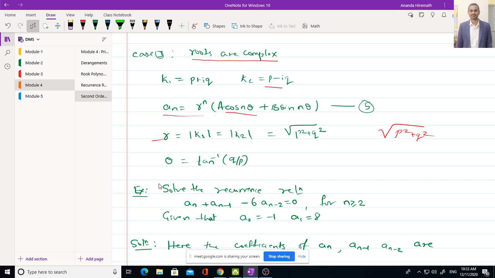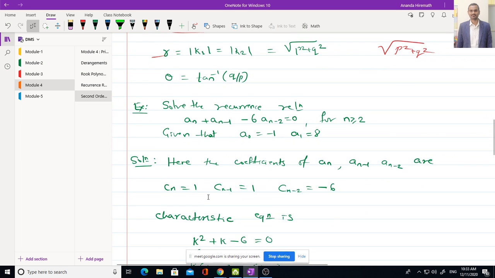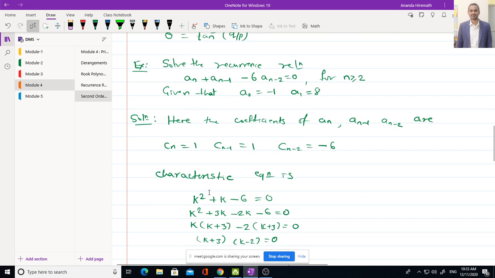Let us try to solve one simple example on this, then it will be more clear to you about the second order recurrence relation. Solve the recurrence relation an plus an minus 1 minus 6 an minus 2 equal to 0 for n greater than or equal to 2. When it is n greater than or equal to 2, it means that it is second order and it has started from an minus 2, an minus 1, an equal to 0.